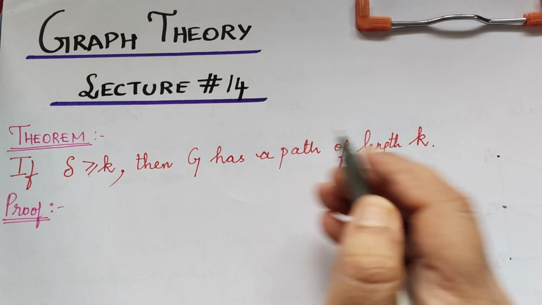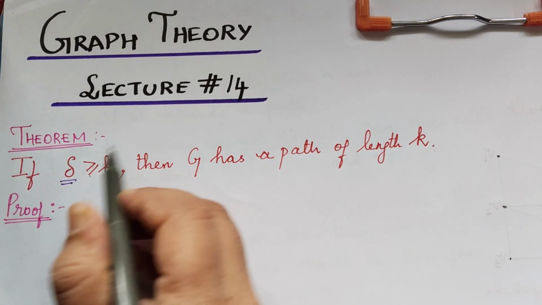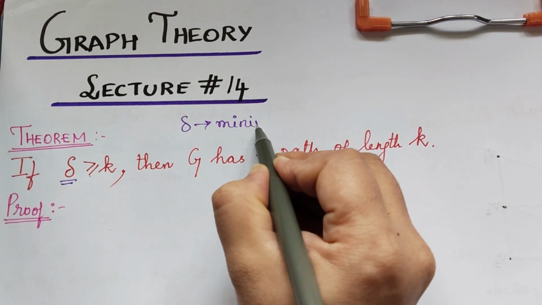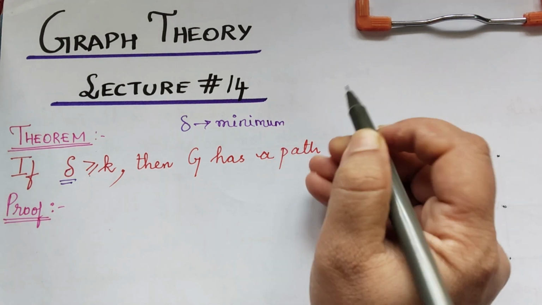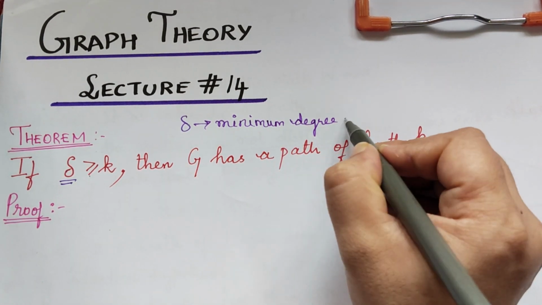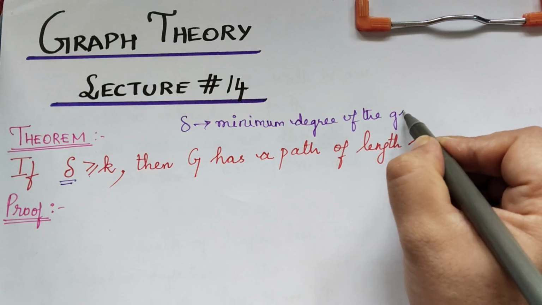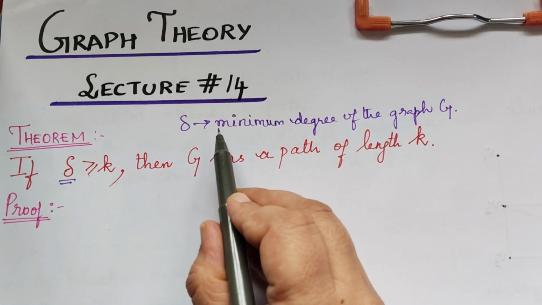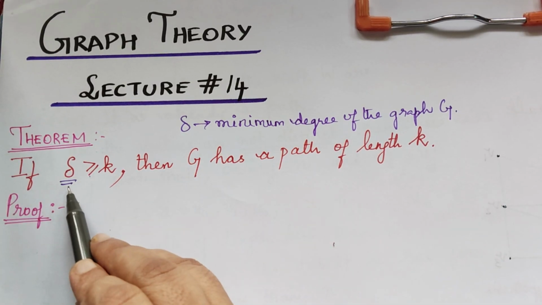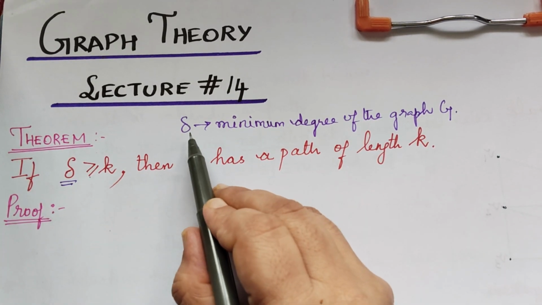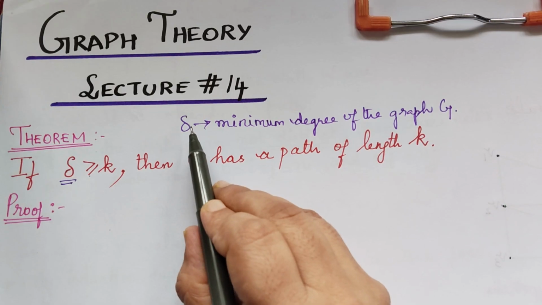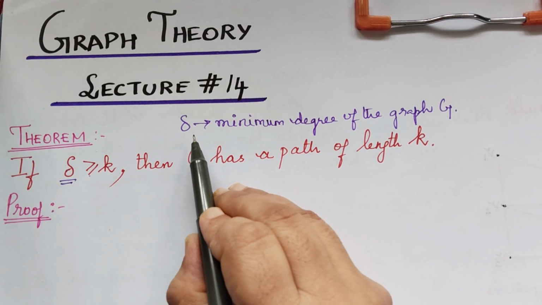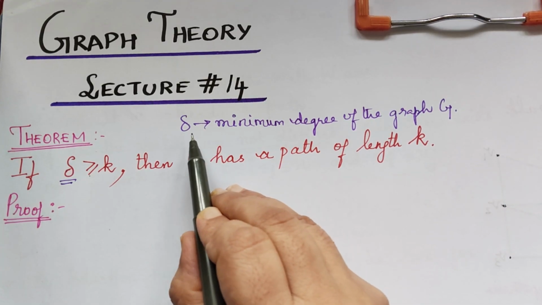So in order to prove this, first we should know what this delta is. This delta represents the minimum degree of the graph G. So the minimum degree of the graph G means that if you consider a vertex from the graph G, it will have at least degree delta. For example, if delta is equal to 4, there will be 4 vertices adjacent to that vertex at minimum. It can have more than 4 vertices, but minimally it will have 4.